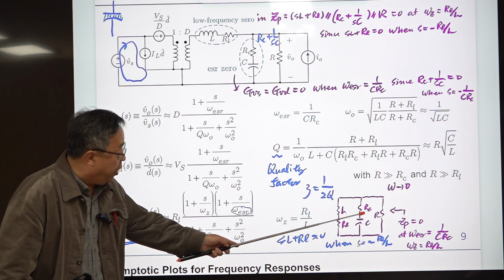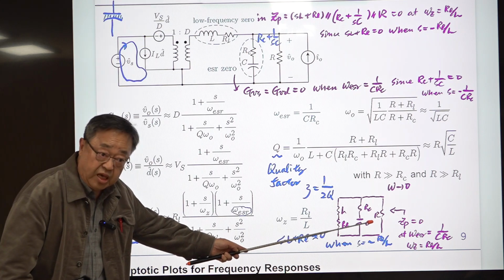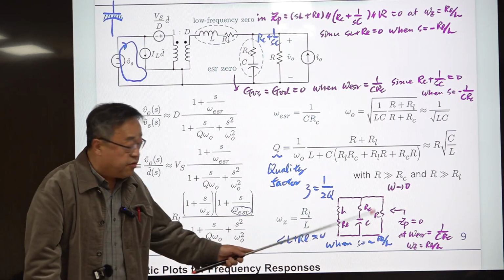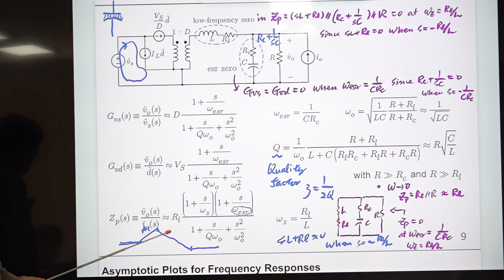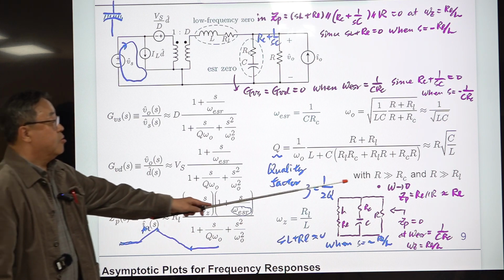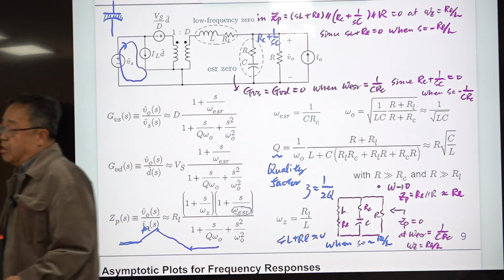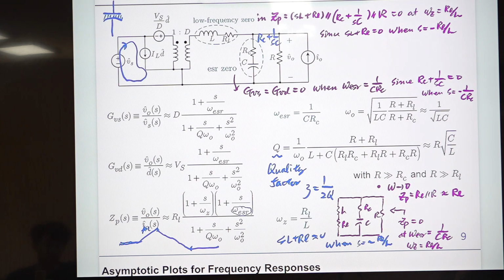Then what you have is a parallel combination of RL and R. Not RC, RL and R. At low frequency or DC, GP is simply the parallel combination of RL and R. RL is very small compared with the load resistance R, so it is approximated to RL here. If you put 0 here, then you will get RL. From this simple circuit analysis, you can easily confirm that is true.